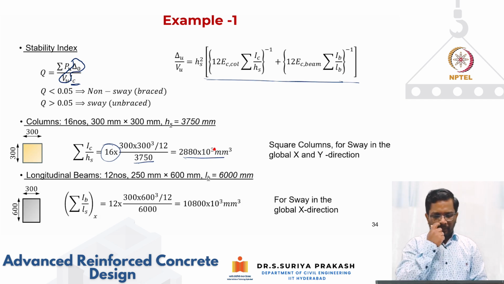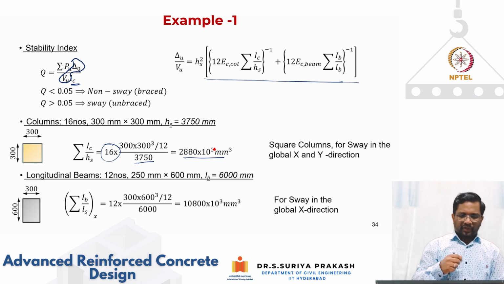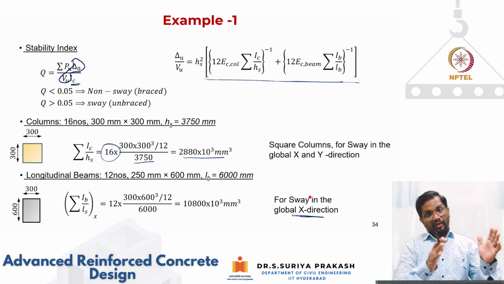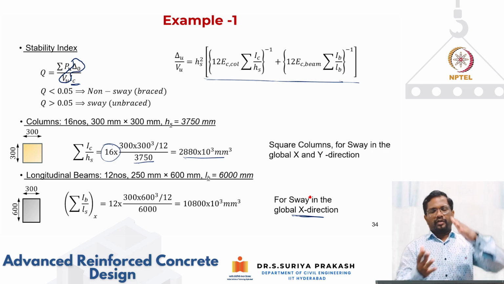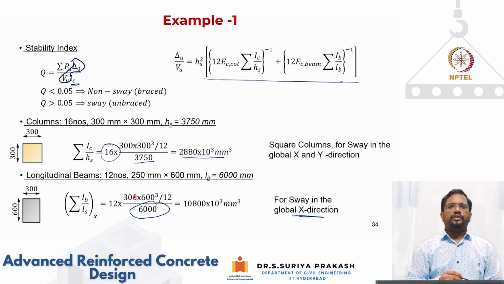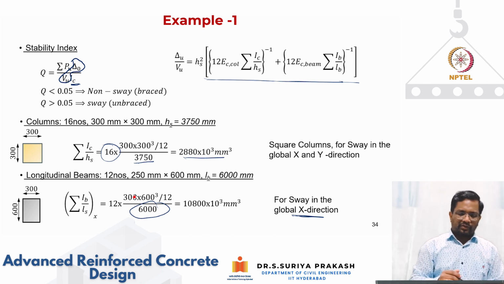Similarly, you go ahead and do it for beams. For sway happening in the X direction, which beam is going to be involved? It is the longer, deeper beam, and the length of each beam is 6 meter or 6000 millimeter.